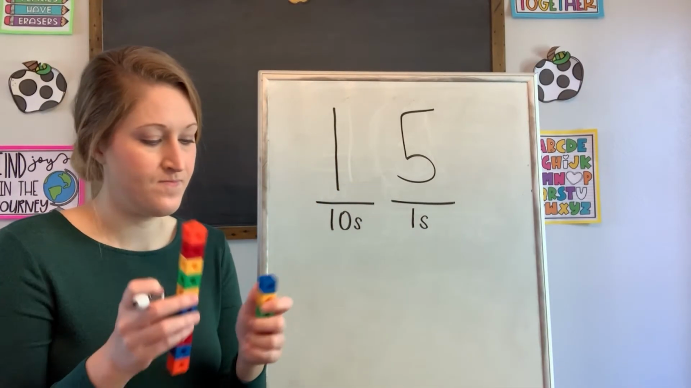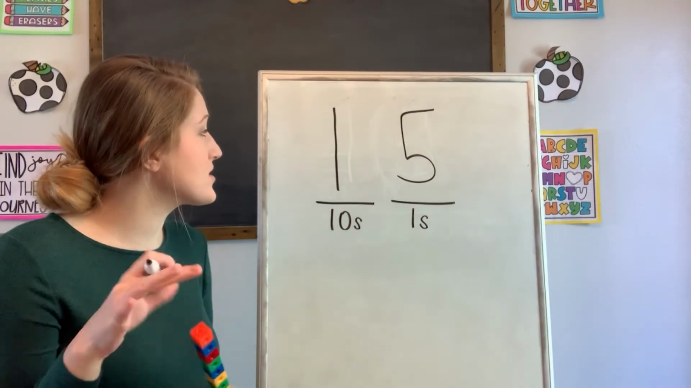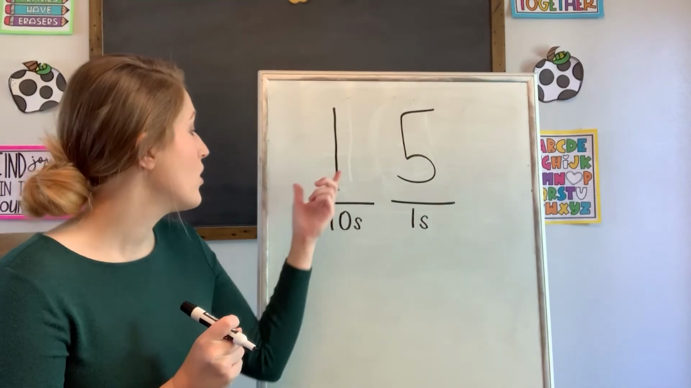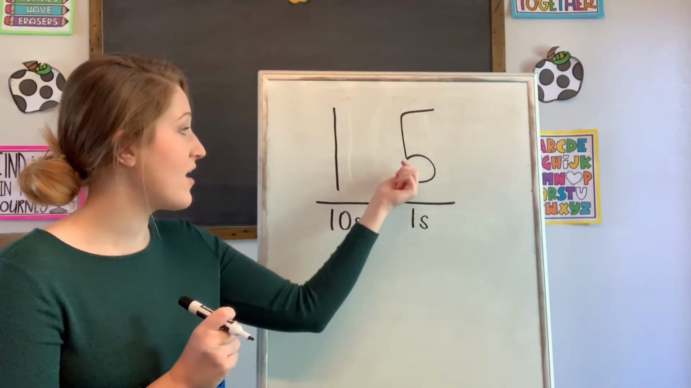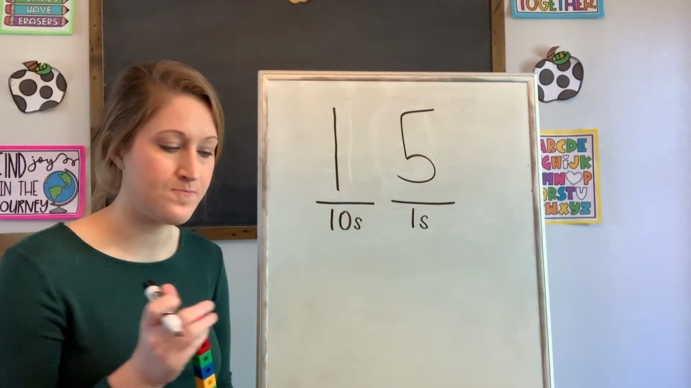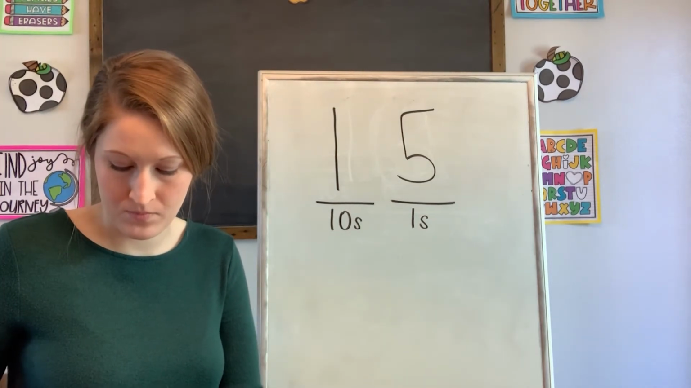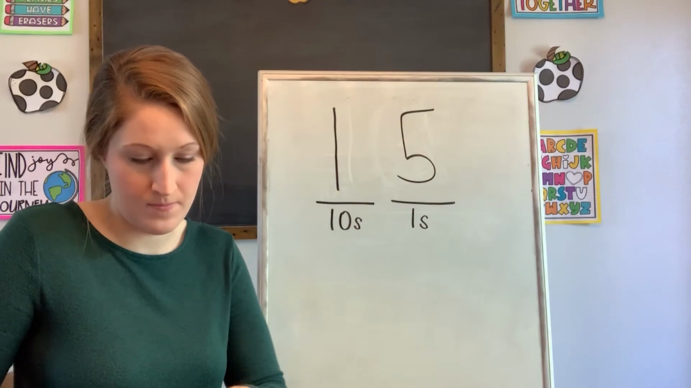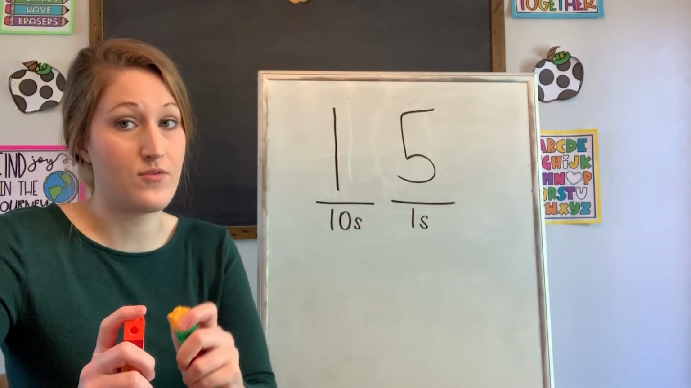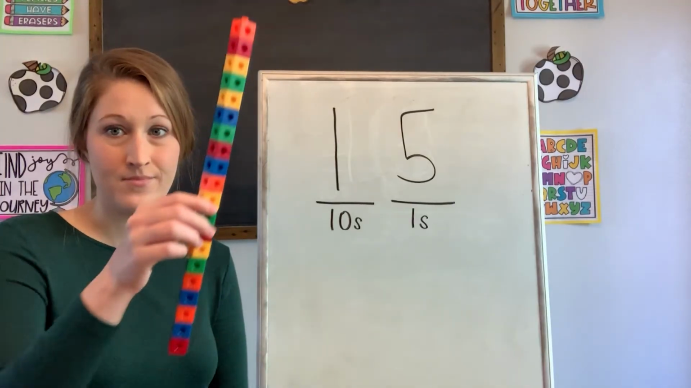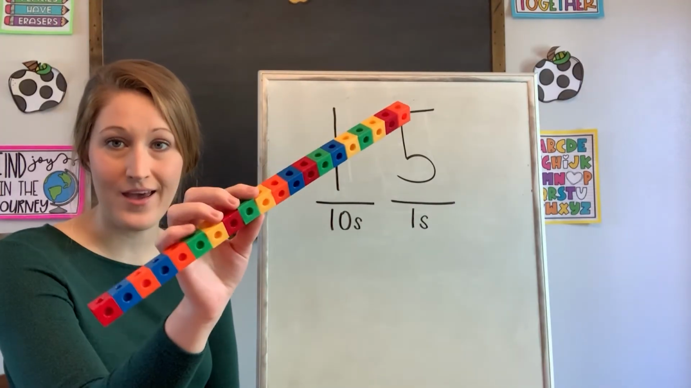Very good. So the number 15 is represented as 1, 5. And that stands for 1 10 and 5 ones. All right, let's keep going. All right, you ready for a big long one? How many cubes do you think I have here?